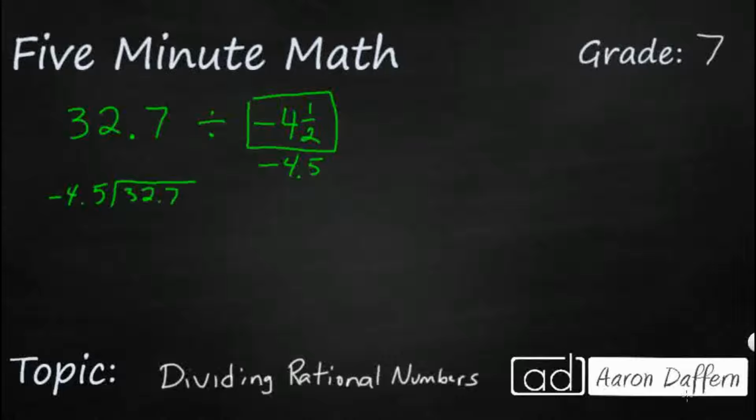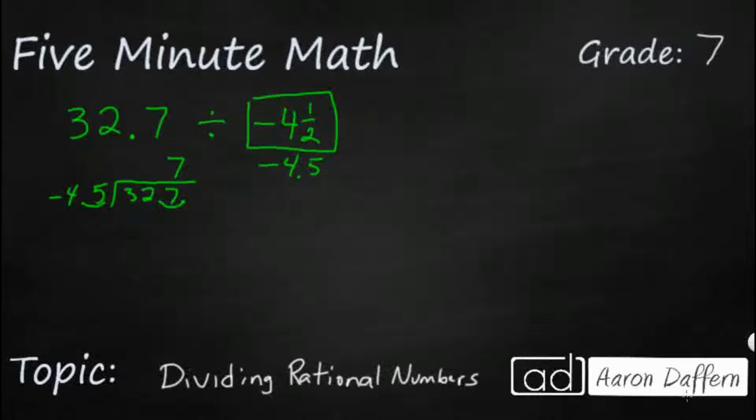We do have a decimal in our divisor, so we need to get that out of here. So we're going to move that over 1. We're going to follow that by moving the decimal in the dividend over 1. It's the same as multiplying both by 10. So now I've got -45 into 327. And at that point, we've got just regular multiplication to see how many times 45 goes into 327.